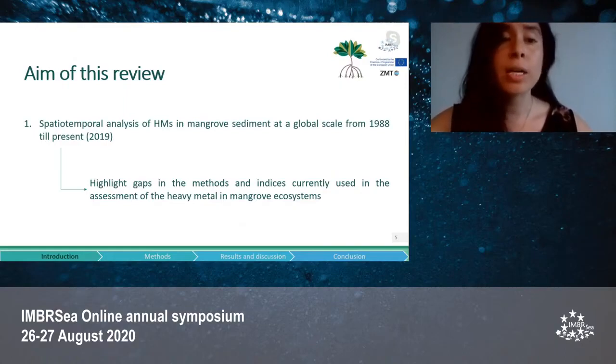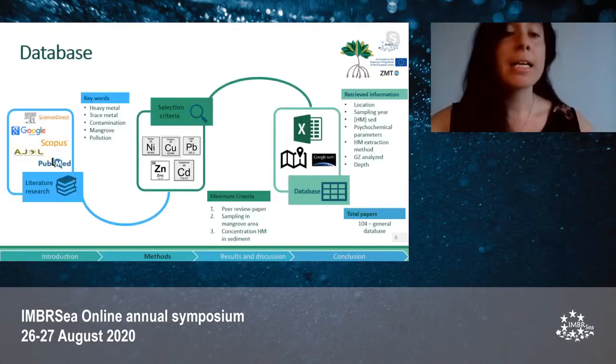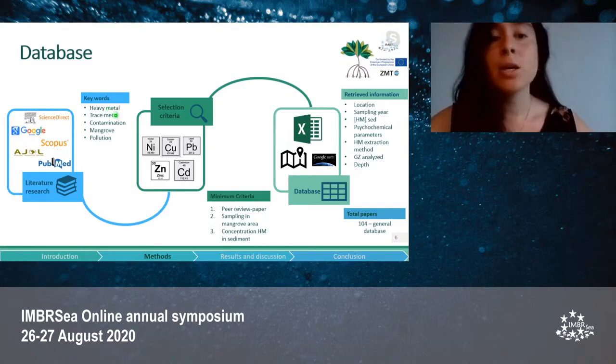So the aim of this review was a spatiotemporal analysis of heavy metals in mangrove sediment at a global scale from 1988 till present, highlighting the gaps in the methods and indices currently used in the assessment of heavy metals in mangrove ecosystems. An extensive literature search was done using search engines and the keywords heavy metal, trace metal, contamination, mangrove, and pollution. Nickel, copper, lead, zinc, and cadmium were the ones included in the database because they are the heavy metals most reported in mangrove ecosystems.